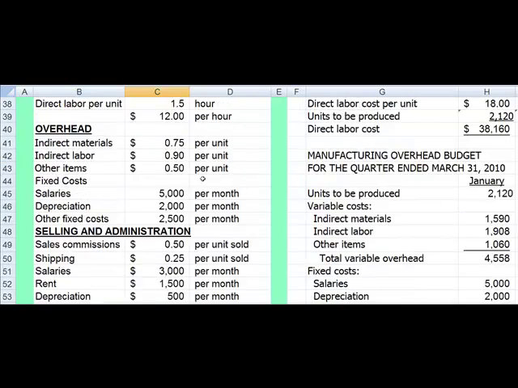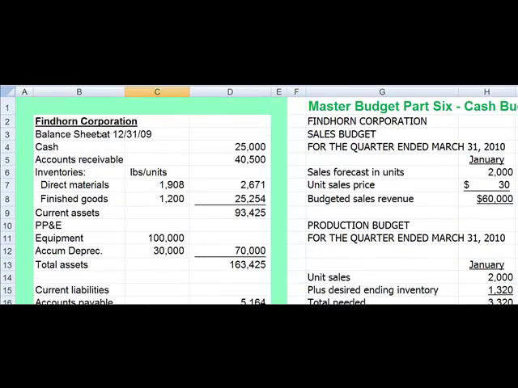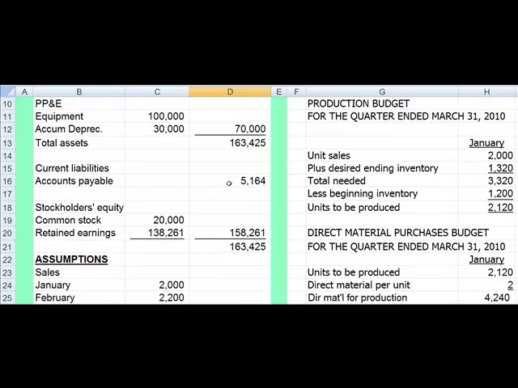Now, if you go back to the very first part of our budget, we had the balance sheet from the end of the previous period. And a couple of things from here are going to flow into our cash budget. One is accounts receivable. We're going to assume that in January we'll collect all of our December 31st accounts receivable. So that will be part of our cash inflow. We're also going to assume that we will pay all of our December 31st accounts payable.